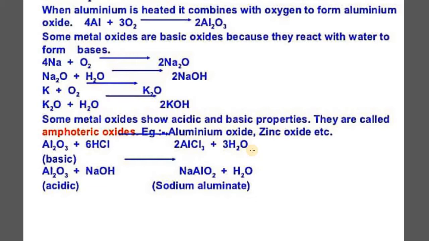Same way, if we talk about zinc oxide, if zinc oxide is allowed to react with hydrochloric acid, it will form zinc chloride and water. Then in this case it is acting as a base, whereas if zinc oxide is dissolved in sodium hydroxide solution, it will form sodium zincate salt, again along with water. So in both these cases we find that the same oxide shows acidic as well as basic properties, and therefore they are called amphoteric oxides.